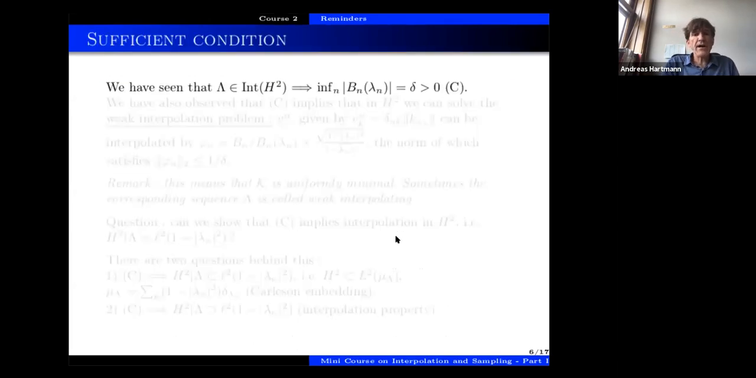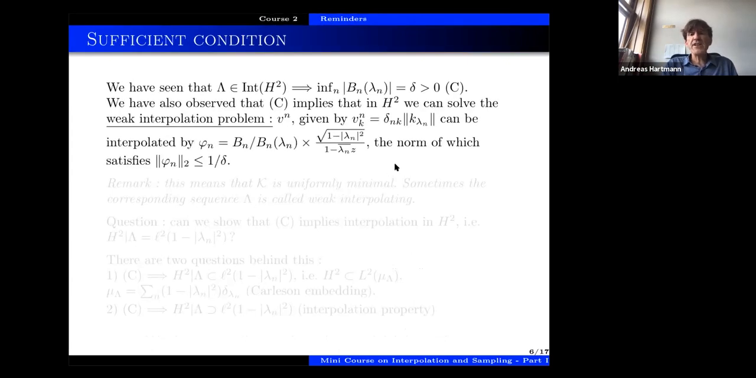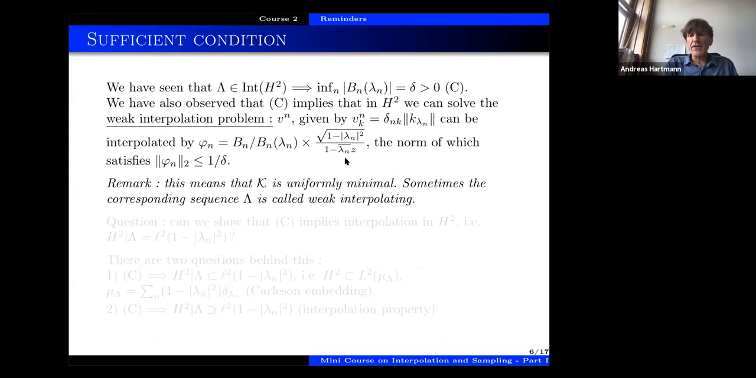Okay, so I said that we have seen that the Carlson condition is necessary. And we have also seen that we can solve a weak interpolation problem. And as I just explained, this implies that on the Carlson condition, the K, which, I remind you, is the sequence of normalized reproducing kernels, is a uniformly minimal sequence.